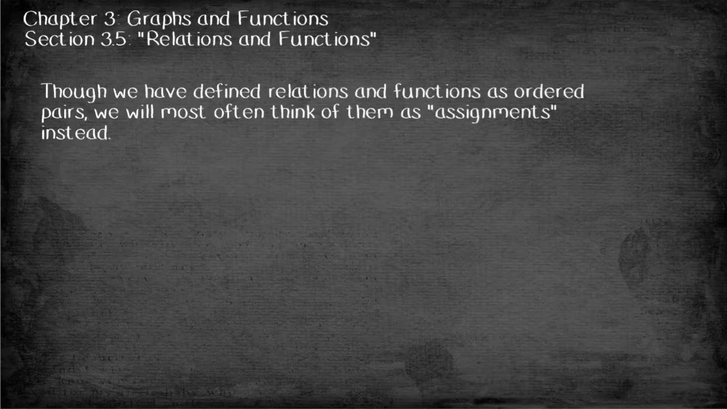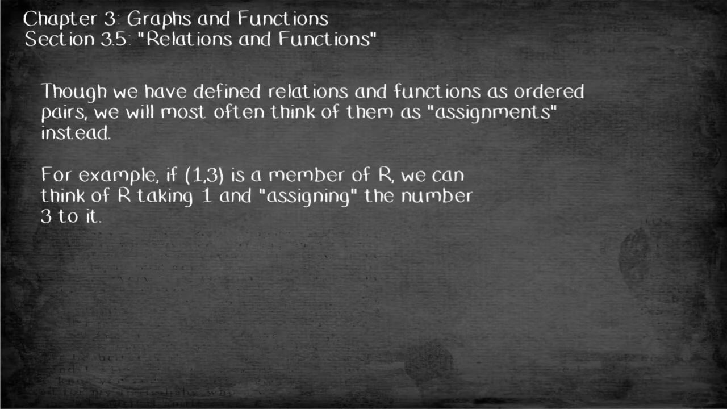So relations are sets of ordered pairs. That means functions are sets of ordered pairs, but we generally don't discuss them that way. We most often think of them as some kind of assignment or rule that is being performed on the x coordinate to get the y coordinates. So for example, if we have (1, 3) as a member of a relation R, we can think of R taking the value 1 and assigning the number 3 to it. So it's this idea of assigning, or viewing the function as something that transforms one of the coordinates, that we want to shoot for.